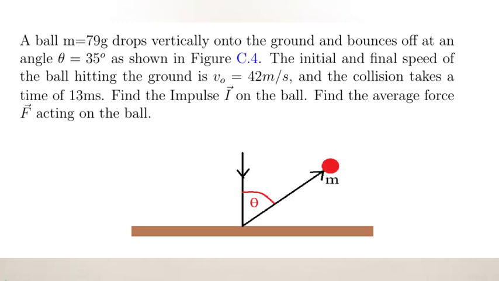A ball of mass 79 grams drops vertically onto the ground and bounces off at an angle of theta equals 35 degrees as shown in figure C4. The initial and final speed of the ball hitting the ground is 42 meters per second, and the collision takes a time of 13 milliseconds. Find the impulse I on the ball. Find the average force acting on the ball.